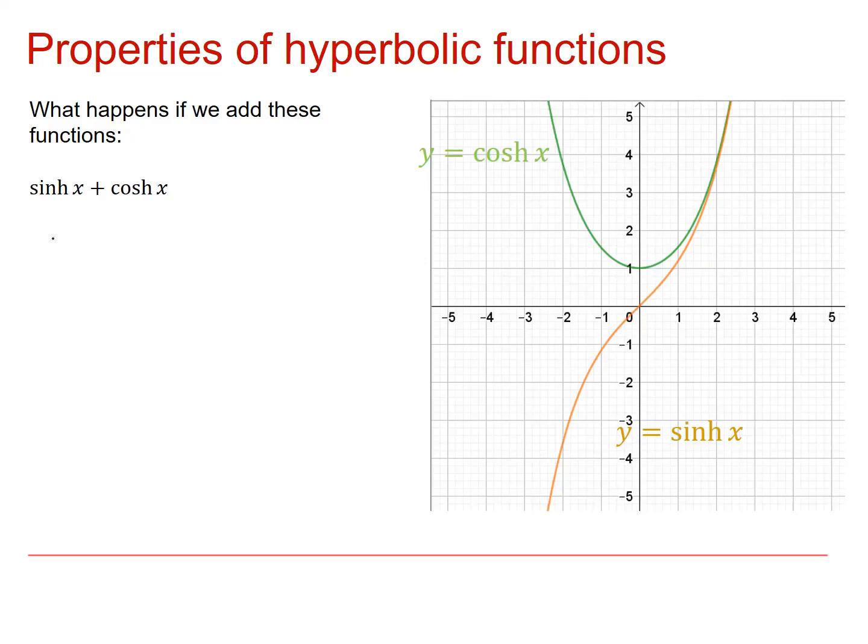What happens if we add these functions? Well, if we look at sinh x, it's e to the x minus e to the minus x over 2 plus e to the x plus e to the minus x over 2. And I think you can see that these bits are going to cancel out. And we're going to get left with 2 e to the x over 2. In other words, we're going to get just e to the x.